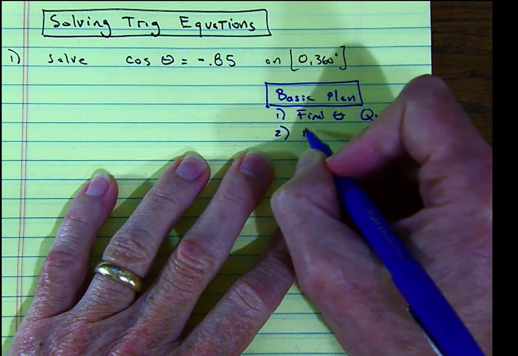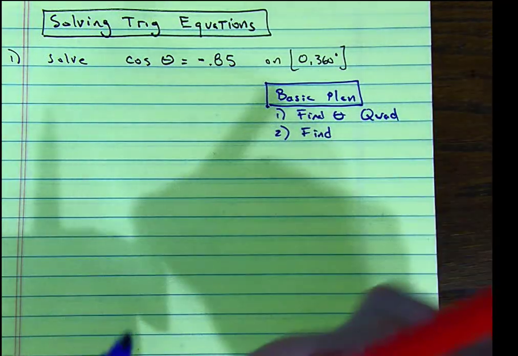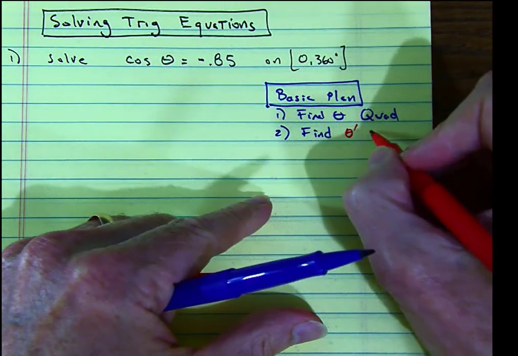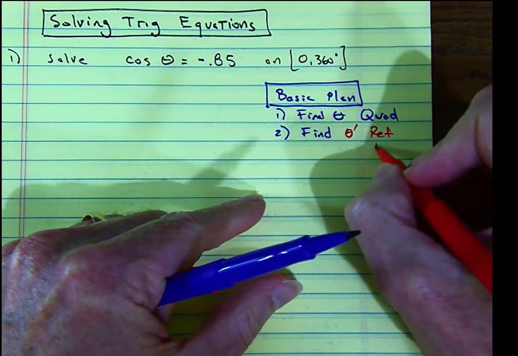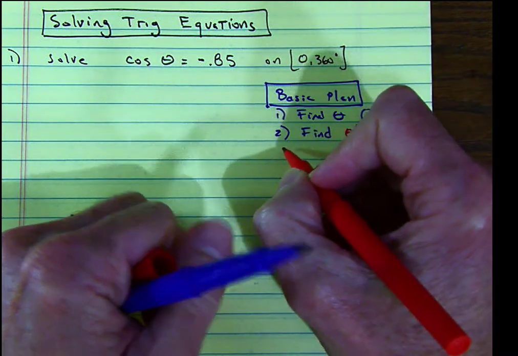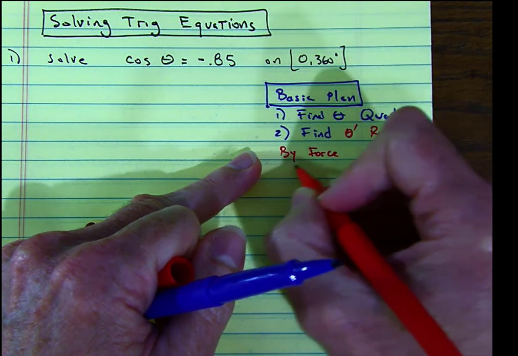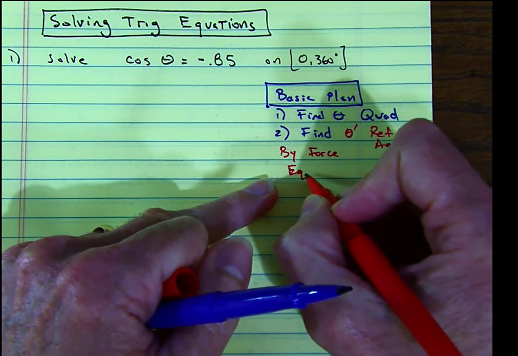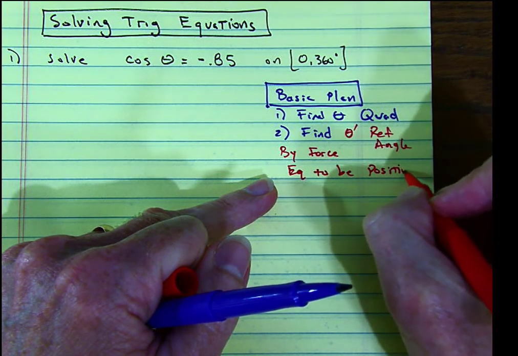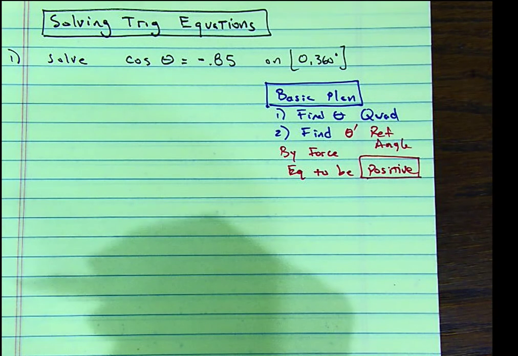Next, you find your reference angle. Find the reference angle. You can solve for the reference angle quite easily. And you do it by forcing the equation to be positive. This is a pretty reliable way to find all your solutions.